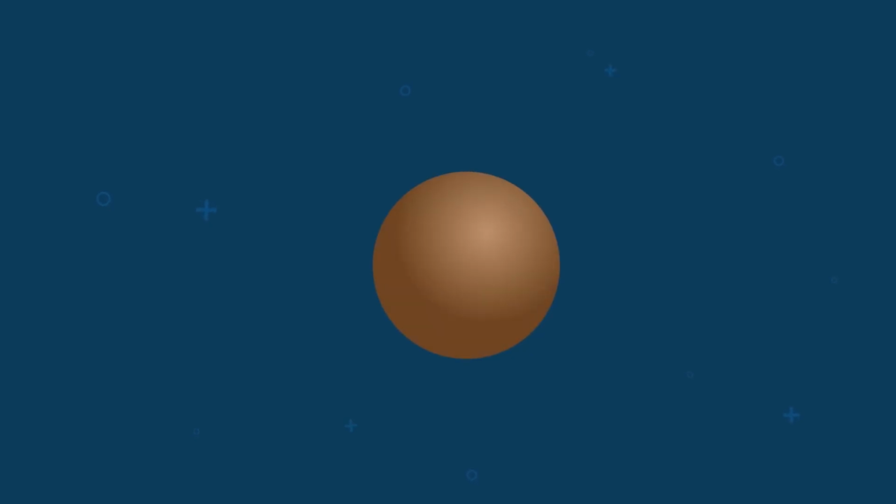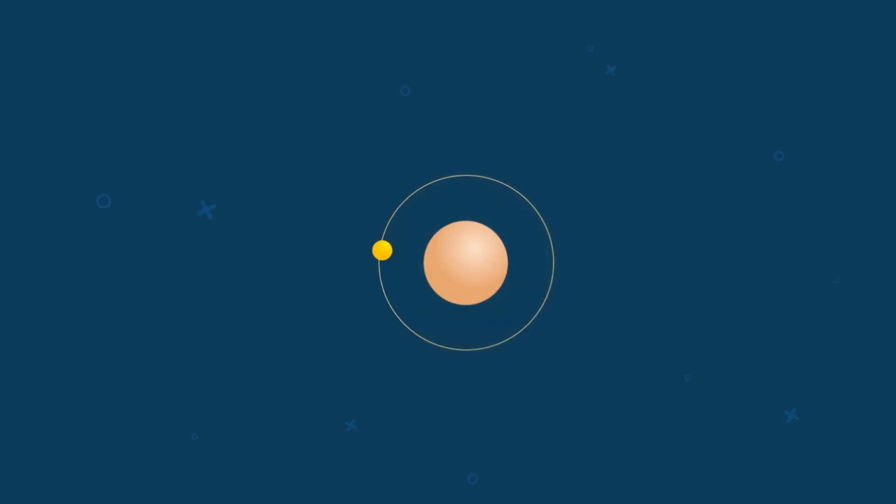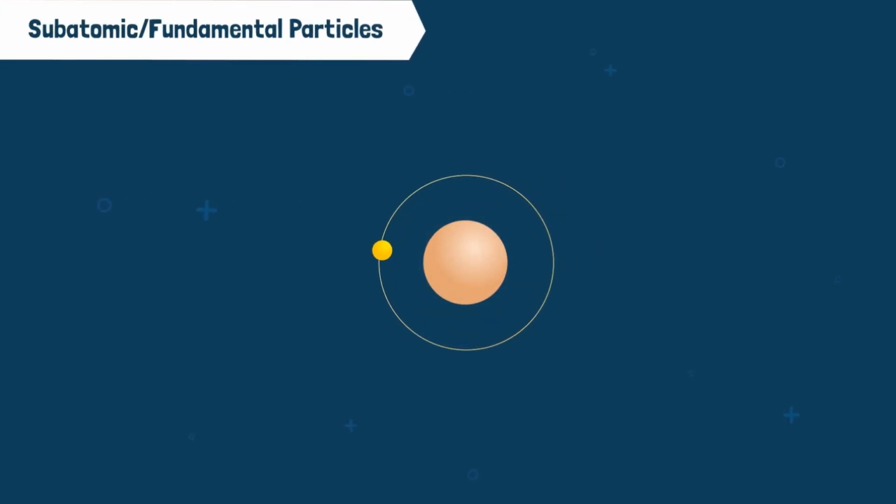We know that all matter is made up of atoms. And if you zoom in, you can see that atoms themselves are made up of smaller particles known as subatomic or fundamental particles.